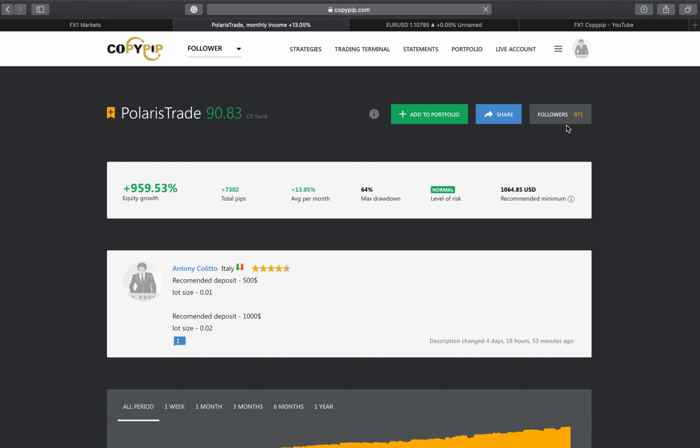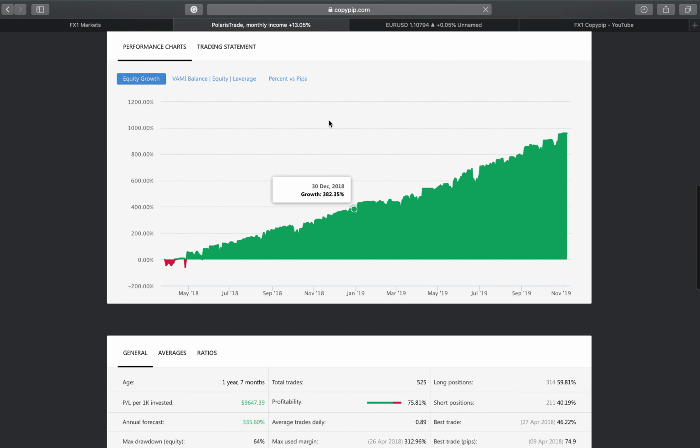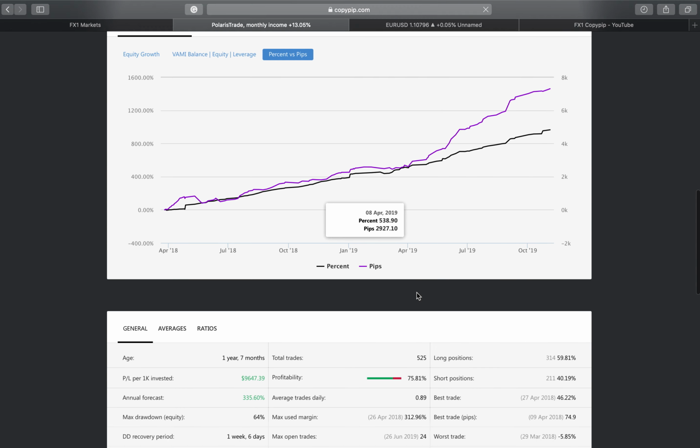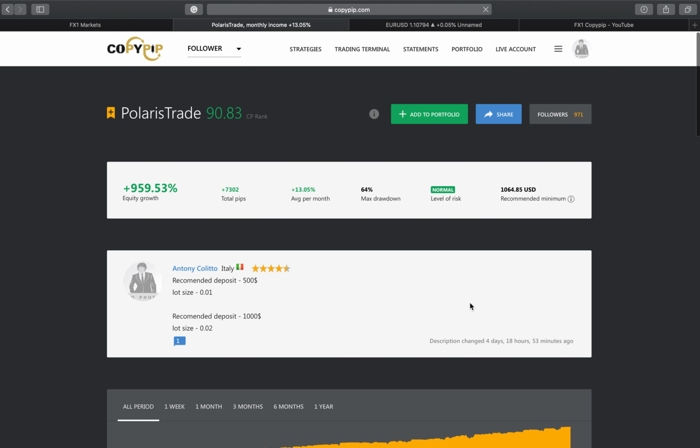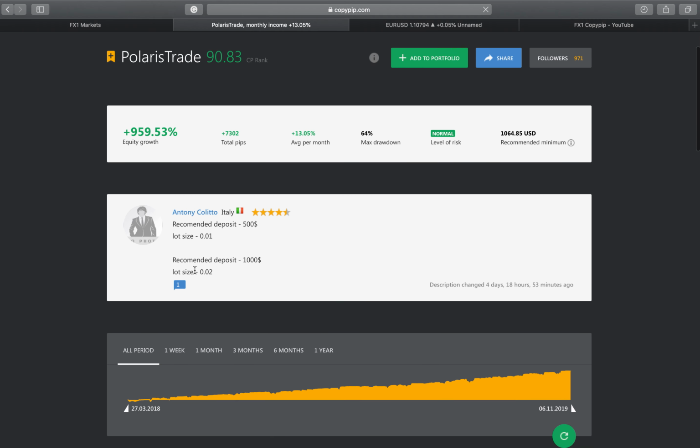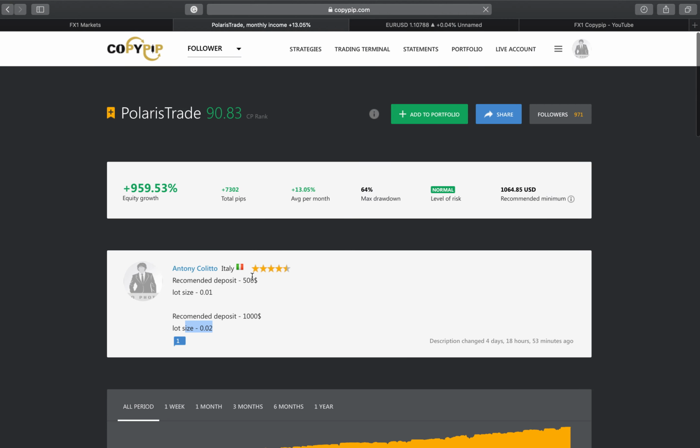Okay, this trader has 971 followers. I see the portfolio, everything, percent vs pips. I check, this trader is good and I want to follow. I can even read here that it says just go with $1,000. My lot size is 0.02. This is what the trader wrote here.